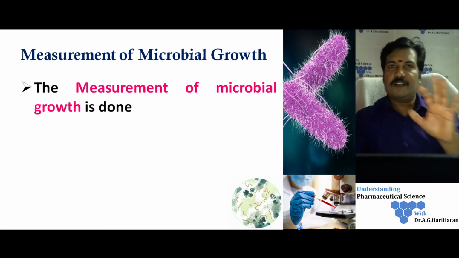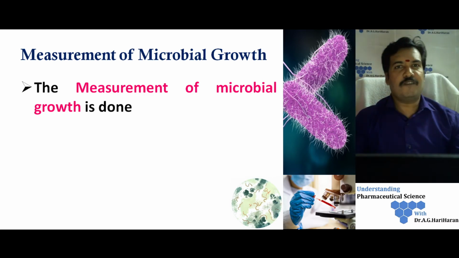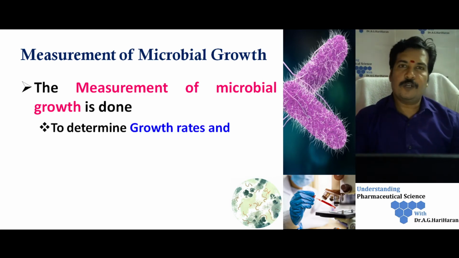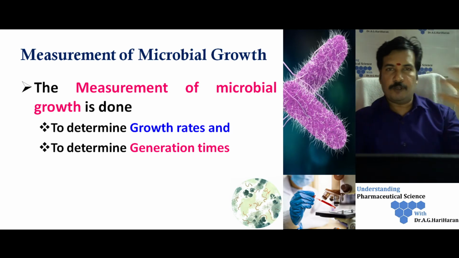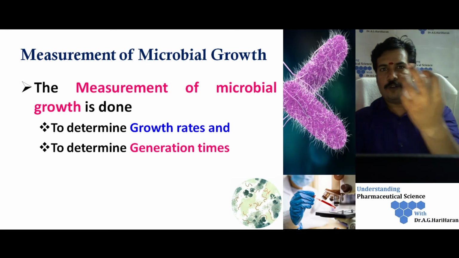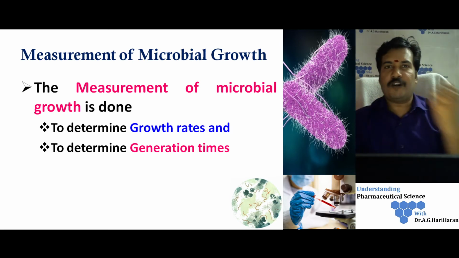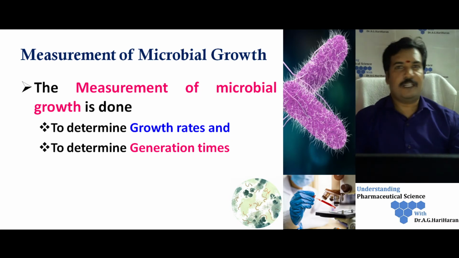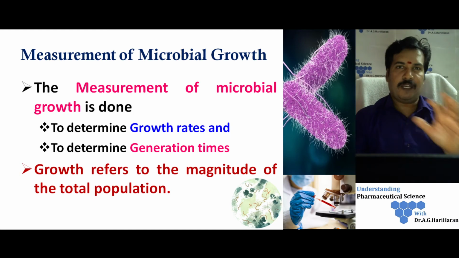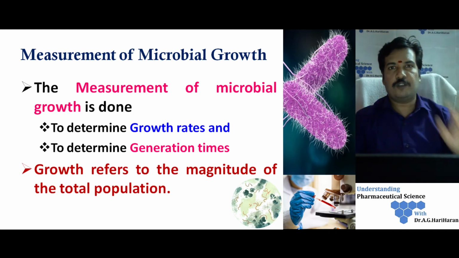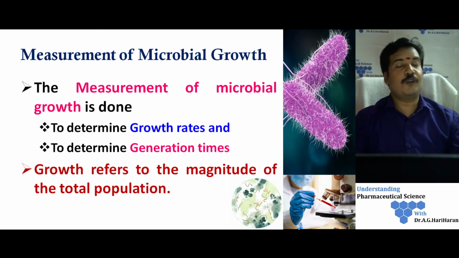The measurement of microbial growth is generally done for two purposes. One, to determine the growth rate, or to determine the generation time, that is the doubling time. These both are essential to calculate the rate of product formation in industrial microbiology. So whenever we talk about growth in microbiology, it generally refers to the total population growth, not the individual growth of a particular cell.